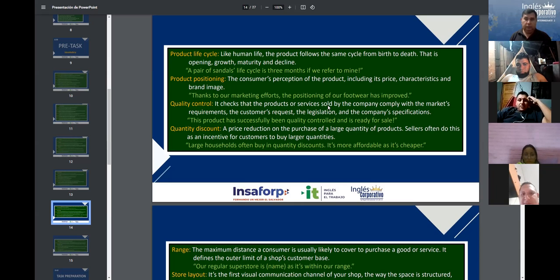Quantitative discount, a price reduction of a percent on a large quantity of products. Sellers often do this as an incentive for customers to buy large quantities. Large households often buy in quantity because the discount makes it more affordable, as it's cheaper.